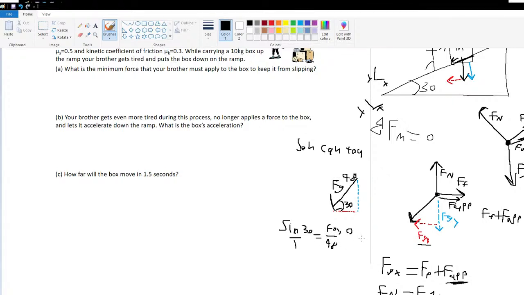So 98 times the sine of 30 degrees. Am I in degrees? I am. Okay, so that gives us that our force of gravity in the y direction is 49 newtons. So we know that FGY is equal to force normal, so we can set both of these equal to 49 newtons. So normal force, 49 newtons, force of gravity in the y direction, 49 newtons.